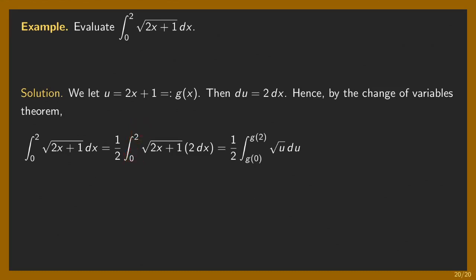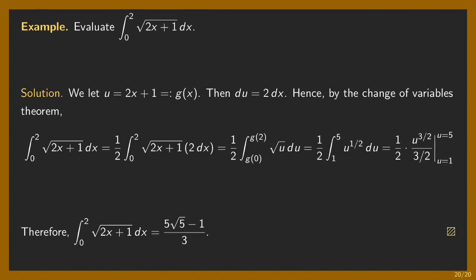Ano yung g of 0? The value of u when x is 0 is 1. The value of u when x is 2 is 5. Kaya yan ganon. Ito naman, simpleng power formula lang yan. Therefore, we have the following.